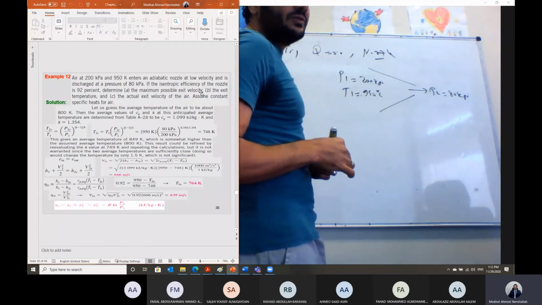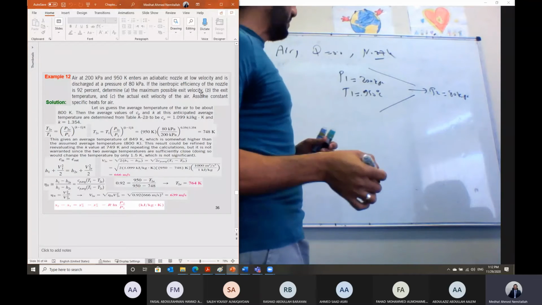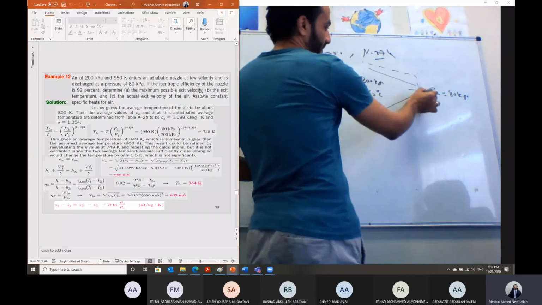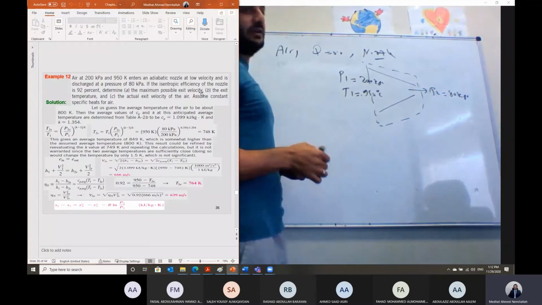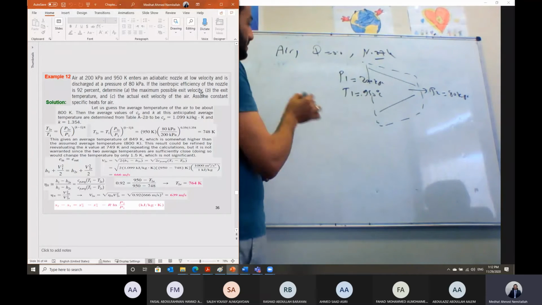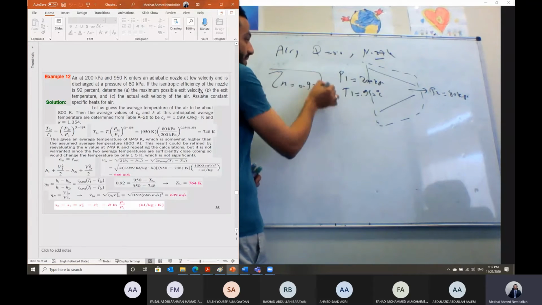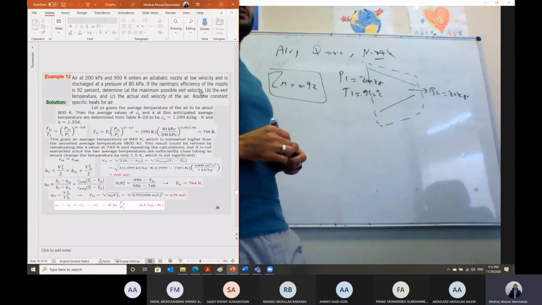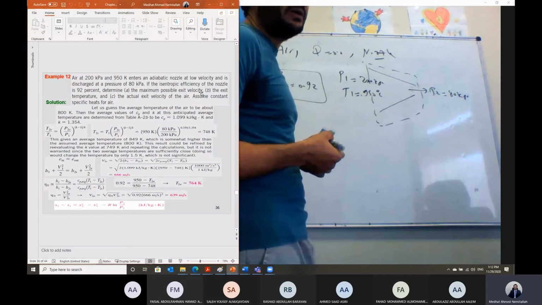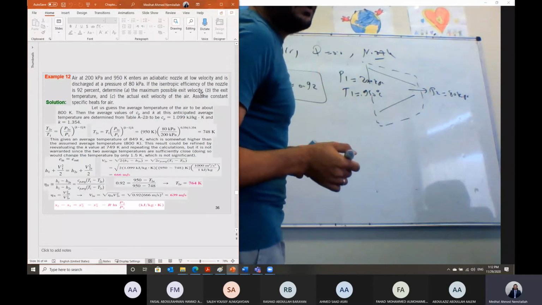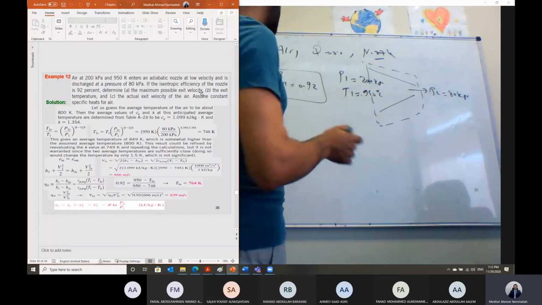Okay, the isentropic efficiency. So, Shabab, it is the same problem as what we considered in chapter 5. But what is added here is that he gives me another parameter, which is the isentropic efficiency of the nozzle. He said the isentropic efficiency is equal to 0.92. Okay. And we need to calculate the maximum possible exit velocity.